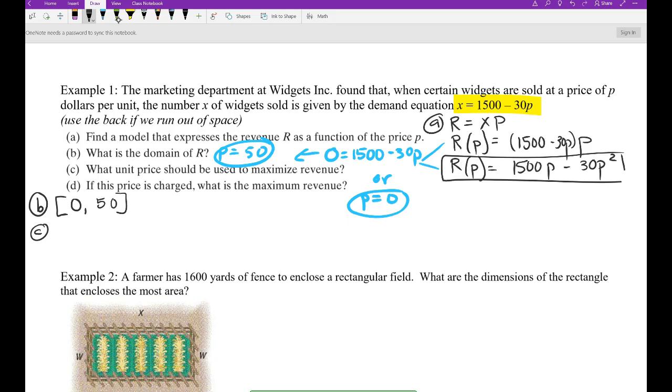So we got B taken care of. What unit price should be used to maximize revenue? This is where you bust out your calculator. We all have one, right? If you don't have a calculator, or if yours is dead, go get one, please. What are we going to do with the calculator? How are we punching this in? Graph it. What are you graphing? Y equals that revenue.